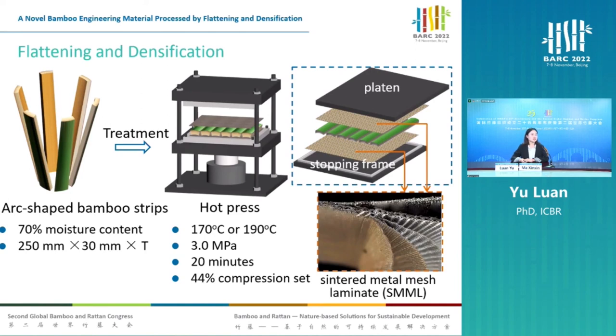Due to the different initial thickness of the bamboo strips, metal stopping frames with different thickness were used to fix a 44% compression depth. And to release steam generated during the treatment, the center metal mesh laminates were used to cover both sides of bamboo. The laminates are a porous metal composite made from multi-layer stainless steel wire mesh and sintered into one metal panel.